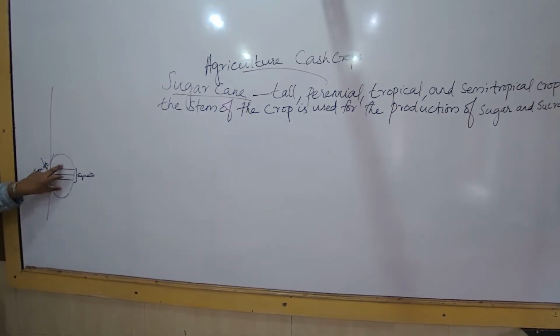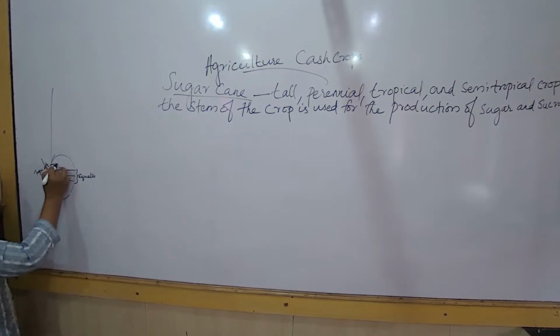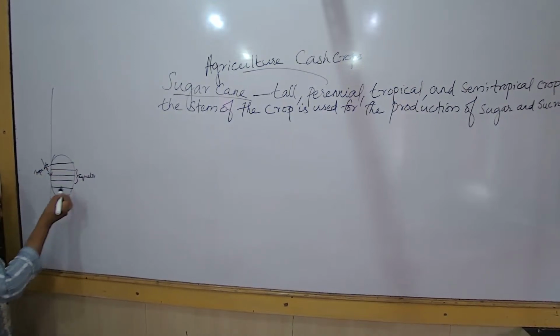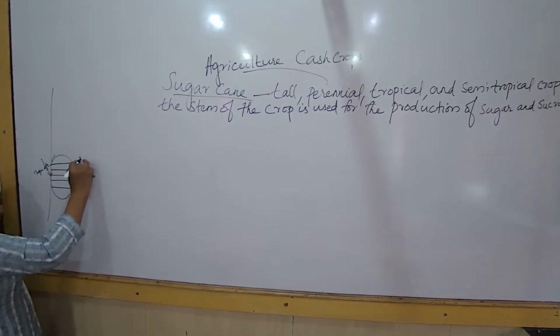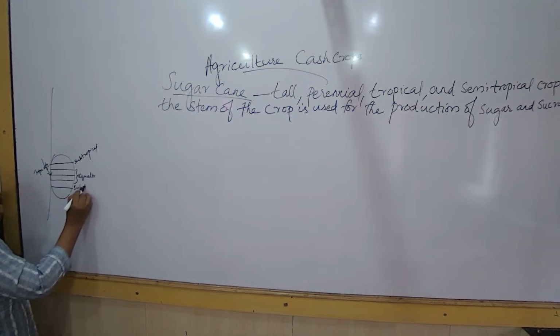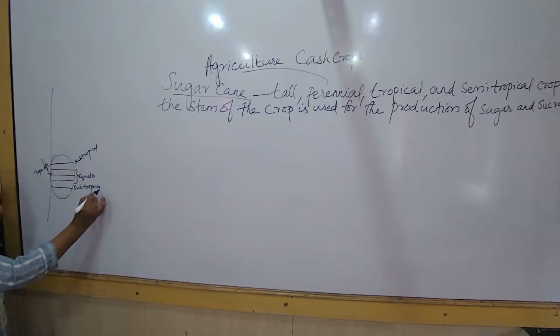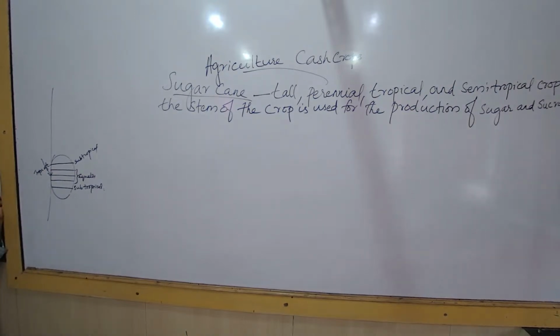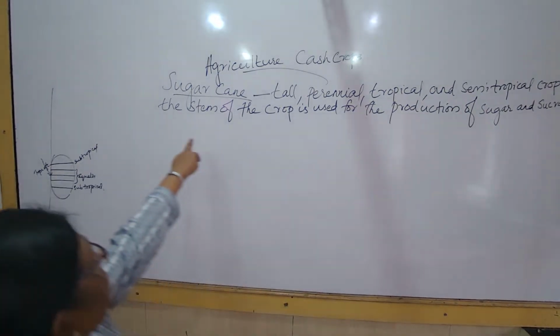So this part is tropical. Then above that, this part is called subtropical. Both the regions grow sugarcane, because it requires a certain temperature. It requires water also. The sucrose content will develop only when it gets that water.